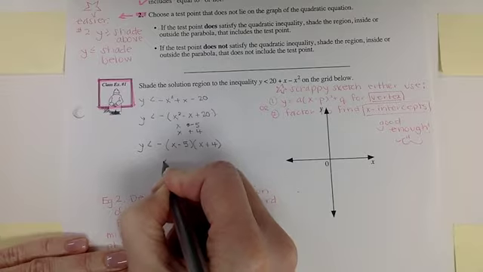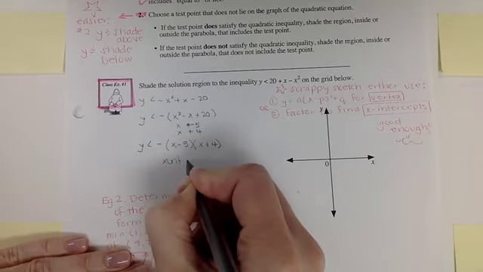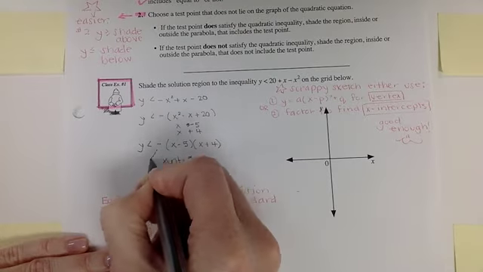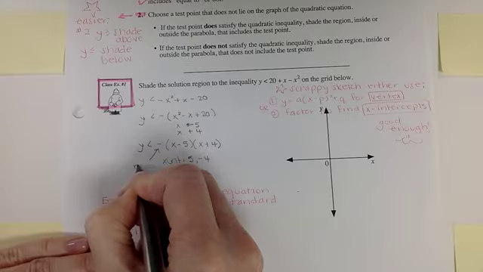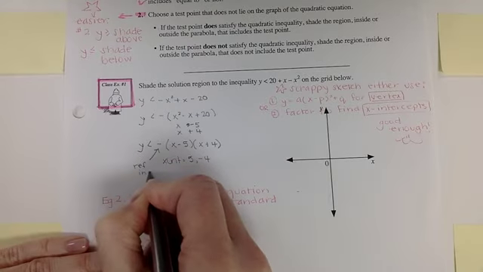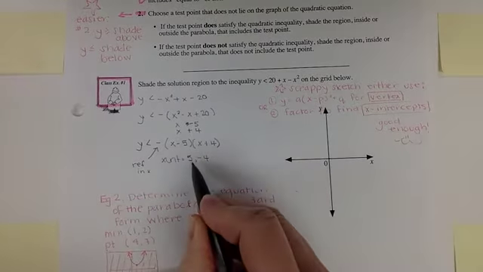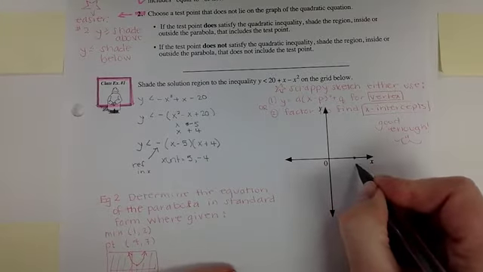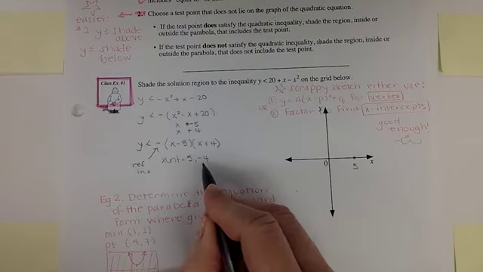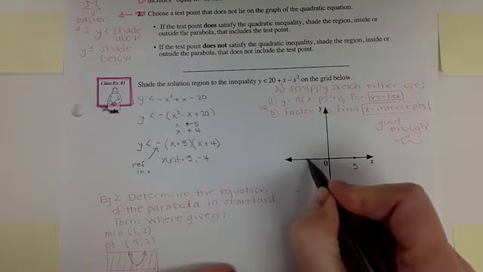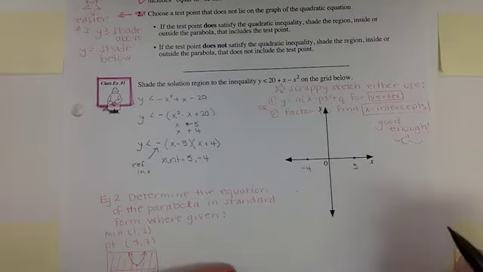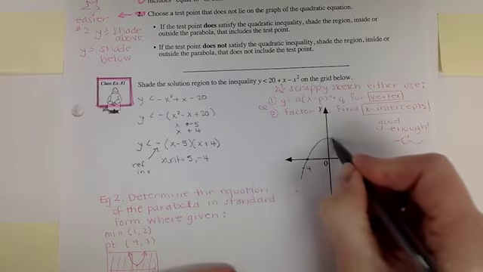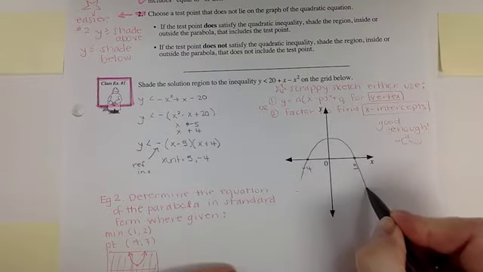So my x-intercepts are 5 and negative 4. And I know my parabola is upside down. That's a reflection in the x. So good enough. Here we go. X-intercept of 5. That's going to be exactly here. And the other intercept of negative 4, right there. And I have a parabola that's upside down. So I'm going to draw a nice parabola that's upside down.